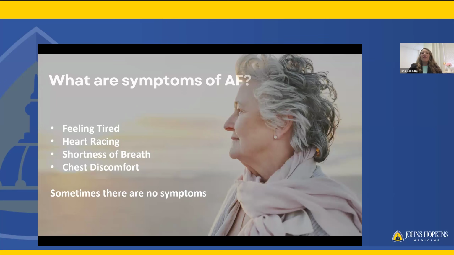AFib symptoms are very variable. It's very individual. Everyone feels AFib differently, and some people don't have any symptoms at all. Feeling tired, usually not having as much energy, is a very common symptom. Not being able to do things that we used to do before, having heart racing, shortness of breath, or chest discomfort are some of the other symptoms that people may have. But again, it varies widely among different people.